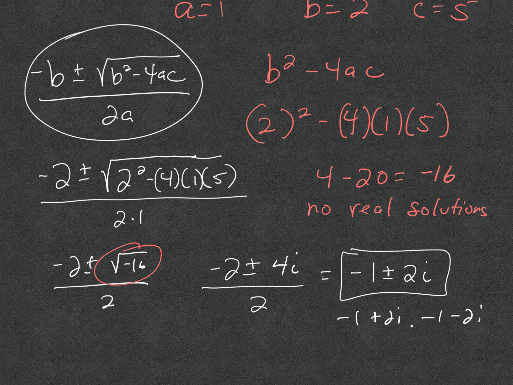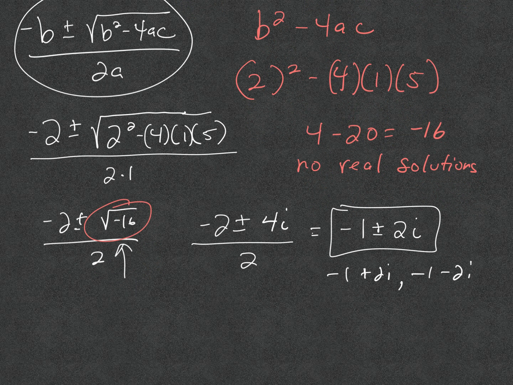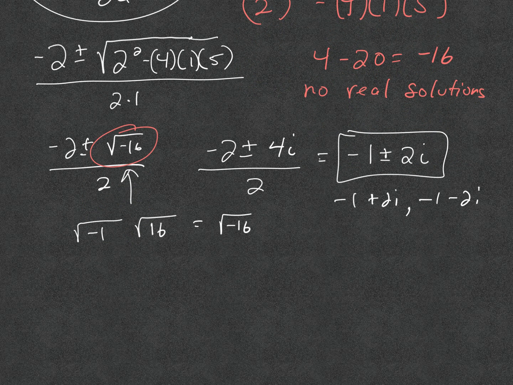Well, hold on a second. Now, I know that you guys are probably going to have a question about this. Some of you are going to have a question. How can you take a square root of a negative number? Well, the square root of negative 1 is i. The square root of 16 is 4. That's what the square root of negative 16 is. You could split it up like that. So the square root of negative 1 is i. The square root of 16 is 4. Multiply together, it's 4i. That's how I got that.